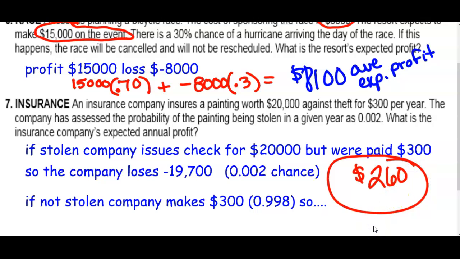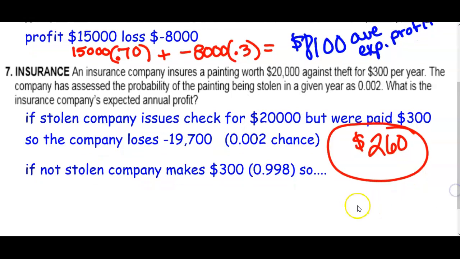This is what actuaries do. They deal in how to come up with this kind of data so that they help the insurance company decide what is the chance that this is stolen. So what do we need to charge so that we're going to come out ahead? All right.